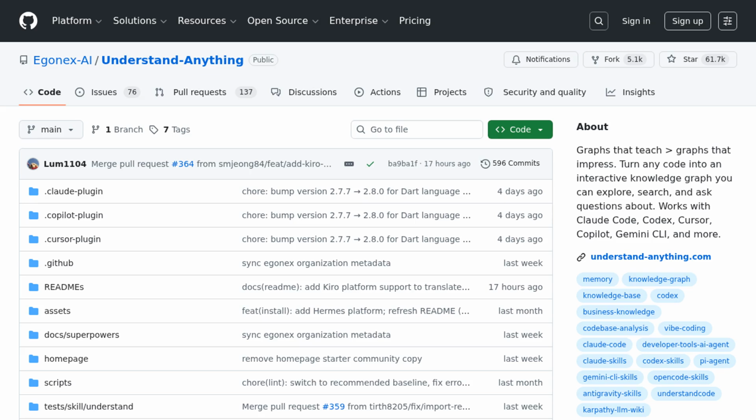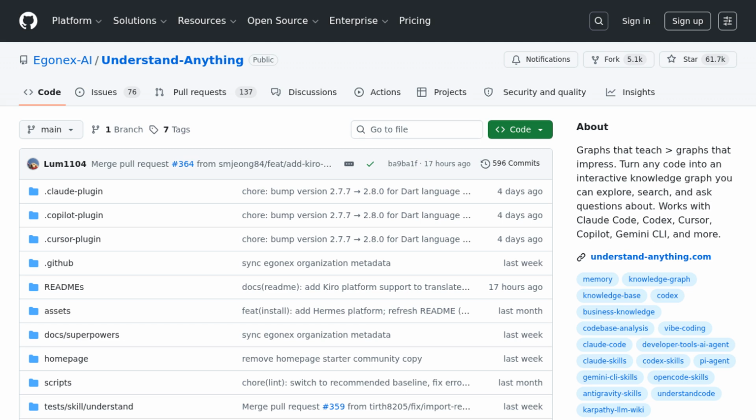When you're faced with a massive, unfamiliar codebase, where do you even begin? A new project on GitHub has an answer. And it's not just about reading code, it's about seeing it. The idea is that graphs should teach, not just impress. And it seems developers are listening. The project gained over 1,000 stars in a single day.